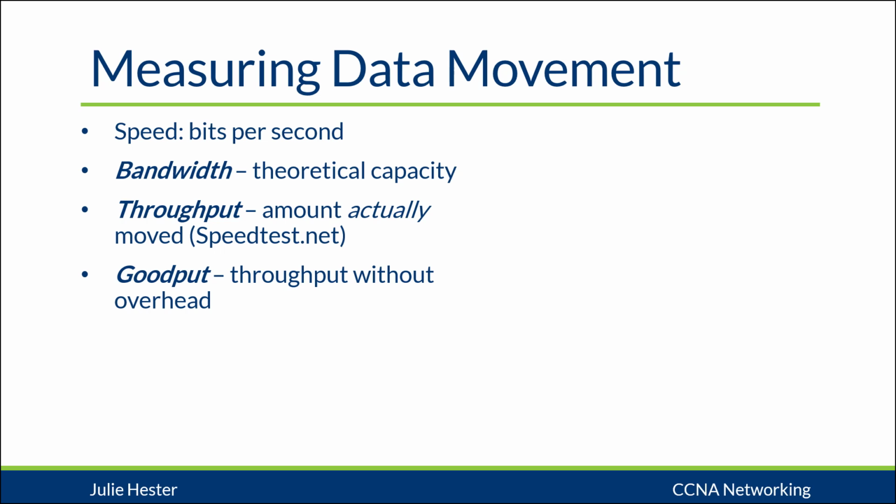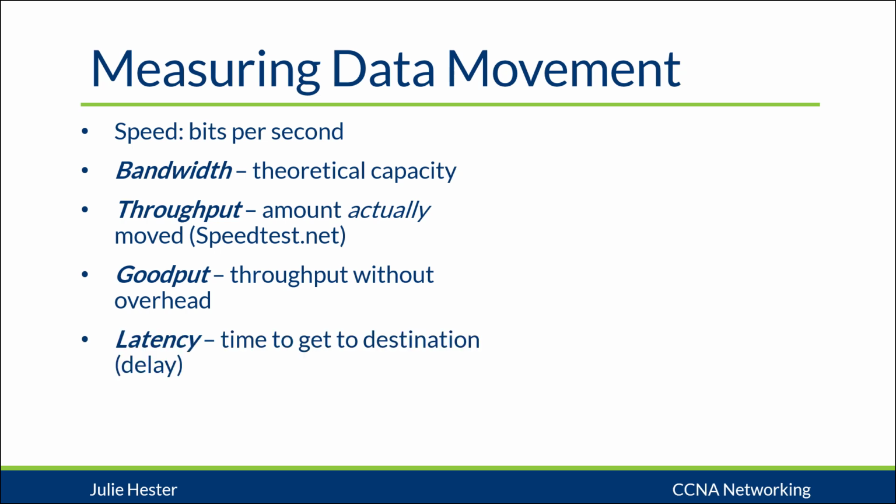Similar to throughput is goodput, and this is throughput without the overhead. So when we move data through a network, we have overhead that manages the data, manages the connections, and so forth. So not everything getting moved is our actual data. Goodput would be the actual data that is moved through the network.